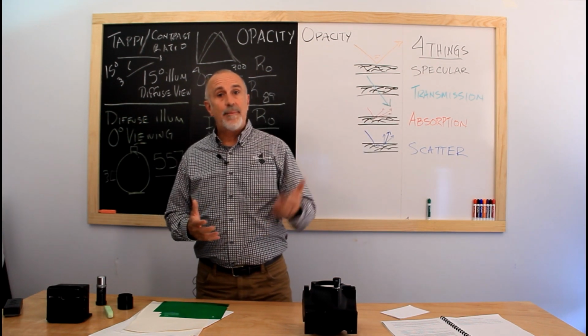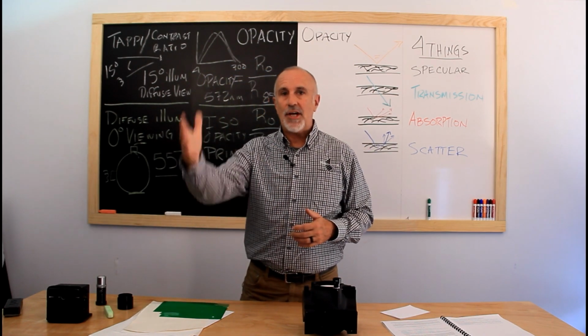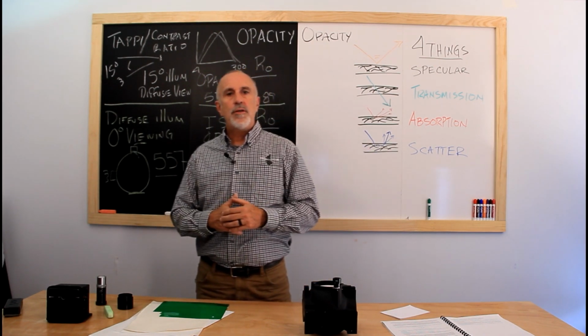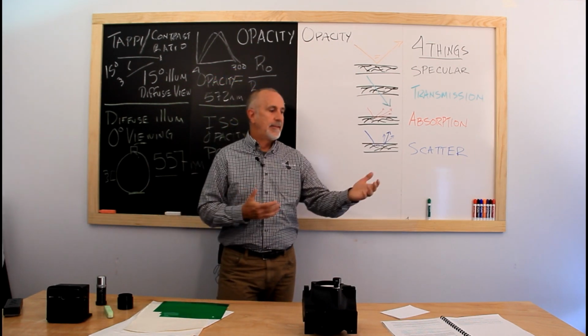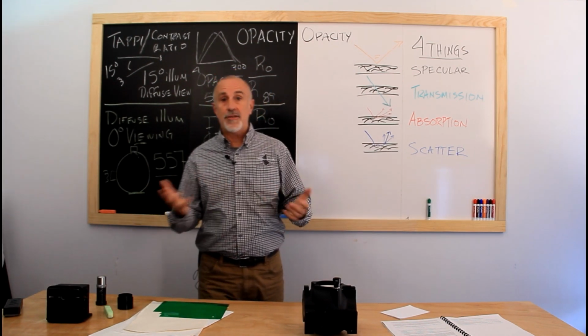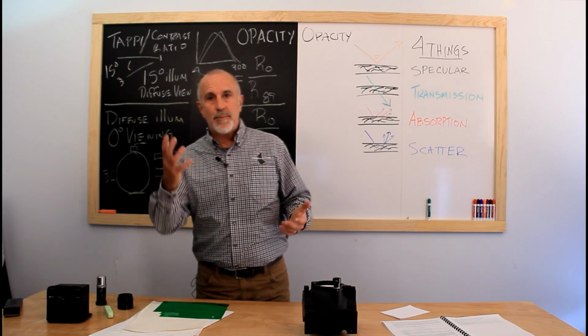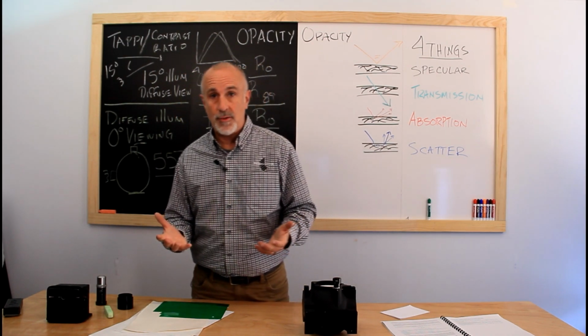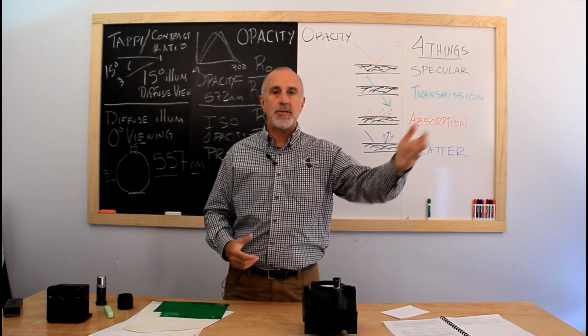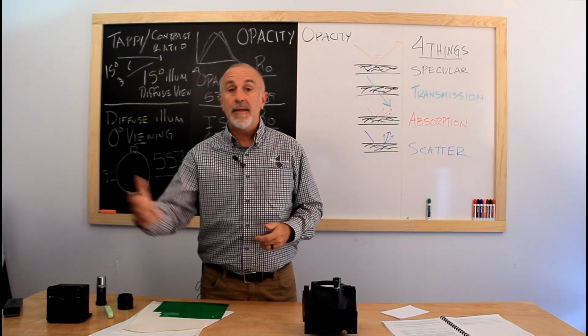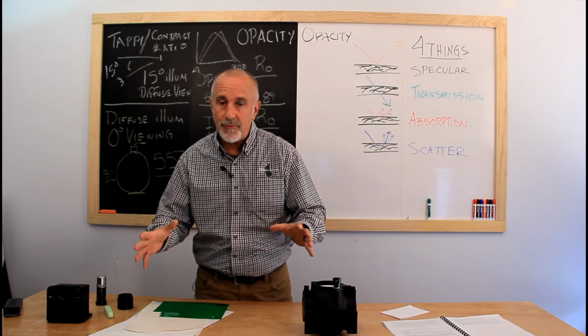So just like brightness, or color, or anything you're doing, when you are communicating your opacity numbers out to a customer or a sister mill, whatever it might be, it's important that you say what method you're using. Am I doing the TAPPI method? Am I doing the ISO method? Am I doing contrast ratio? Am I doing printing opacity? You want to make sure you define that whole thing.